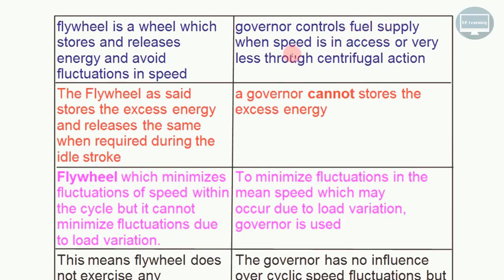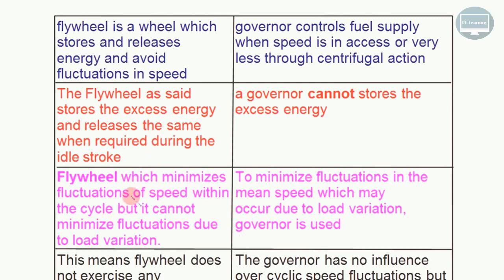Flywheel is a wheel which stores and releases energy to avoid fluctuation in speed. It controls the fuel supply when the speed is in excess or very less through centrifugal action. The flywheel, as said, stores the excess energy and releases the same energy when required during the idle stroke. A governor cannot store energy. That is the main difference. Governor just controls the amount of fuel or working fluid supplied to the prime mover, whereas flywheel is able to store energy, and energy is always stored in the form of kinetic energy.